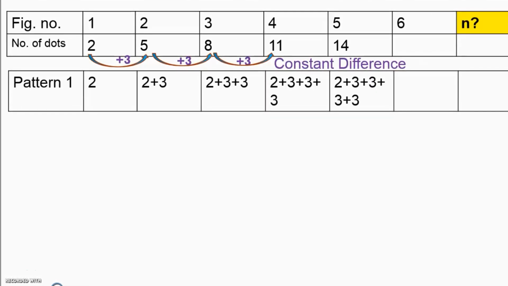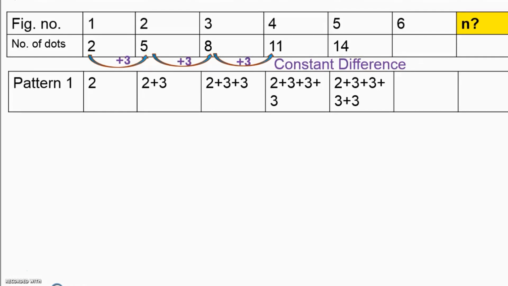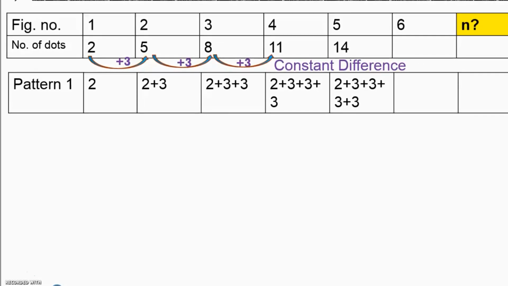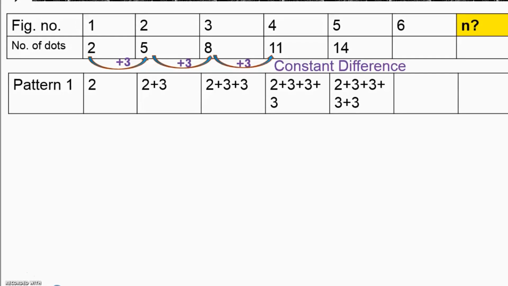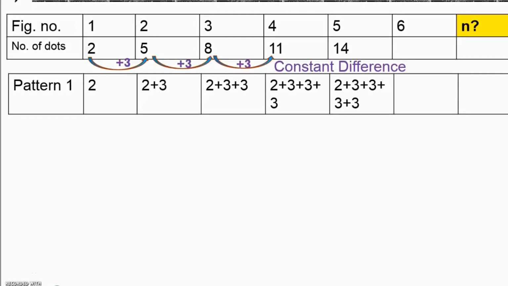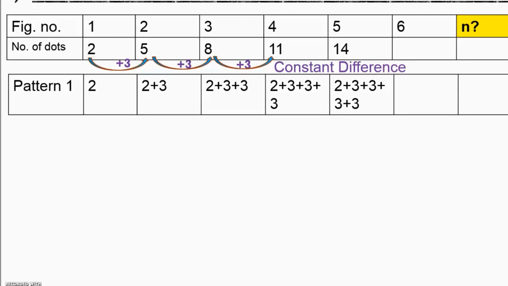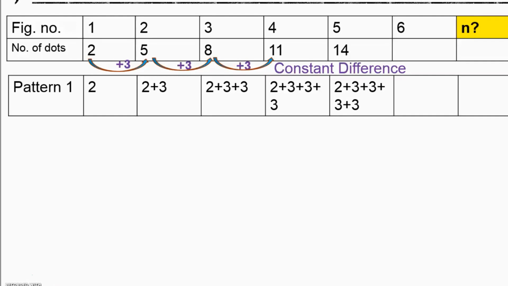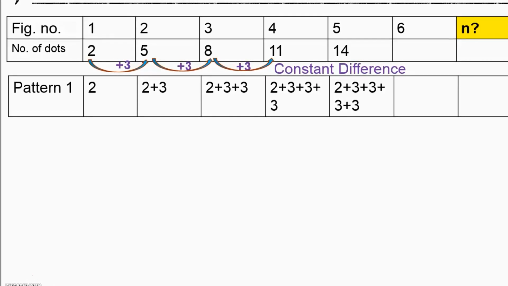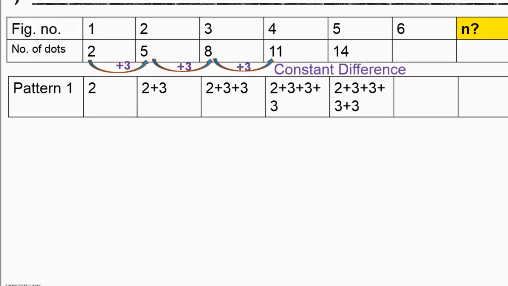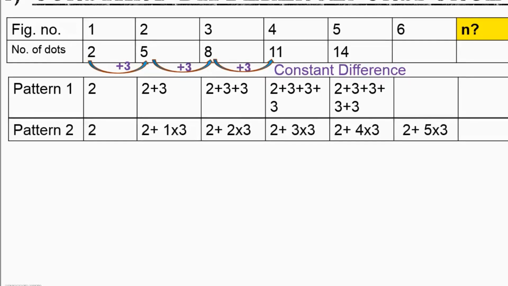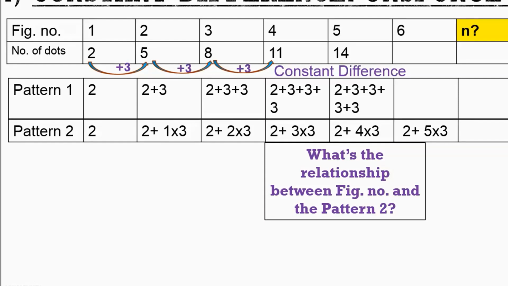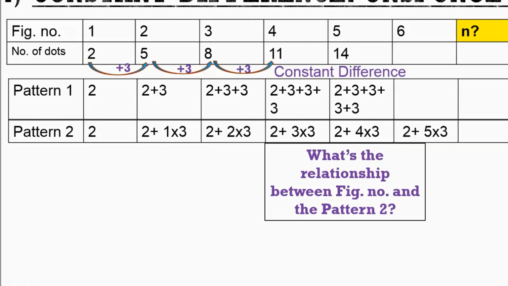So in another column here, in this case another row, okay, you notice that I use a horizontal format for this. So it's up to you whether you want to use it horizontally or vertically for your table. So you can see that 2 plus 3, 2 plus 3 plus 3, 2 plus 3 plus 3 plus 3. So you can use multiplication for the next pattern. And then try to spot what is the relationship between figure number and pattern 2.